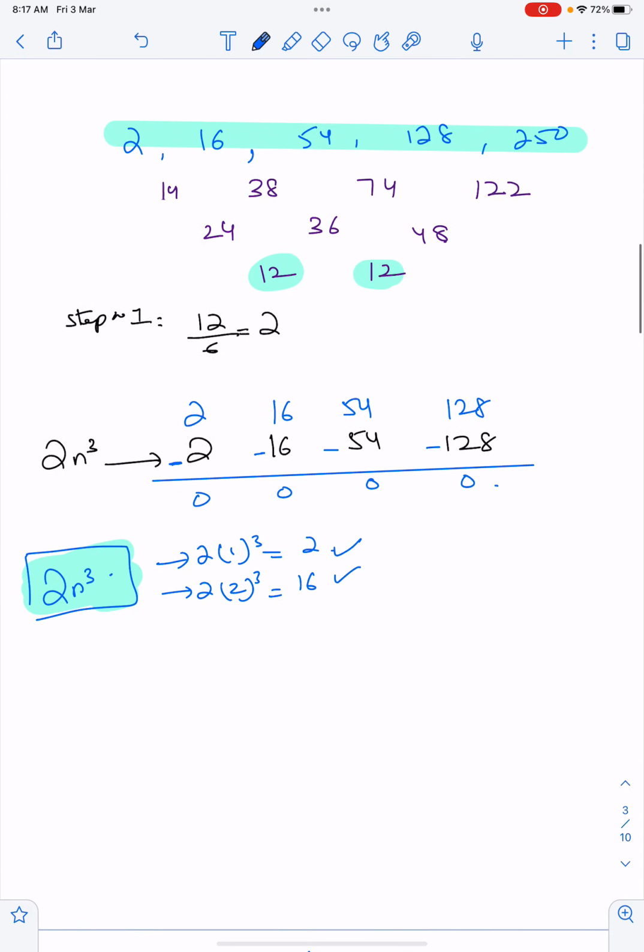Now we move on to using the formula. Let's write down the formula. The formula is 6a equals the third difference, which is common. What is the third difference here which is common? It's 12. So we can write 6a equals 12, and get the value of a, which is 12 divided by 6, which is 2.